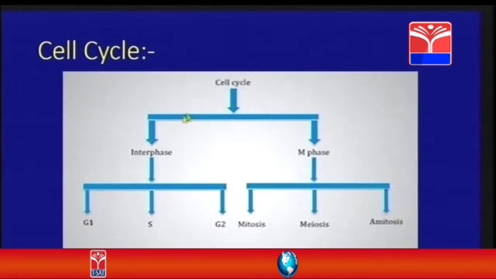Cell cycle consists majorly of interphase and M phase. In interphase, three stages are present, that is the G1 phase, the S phase and the G2 phase. Coming to M phase, we have mitosis, meiosis and amitosis. Let us study all the stages in detail.